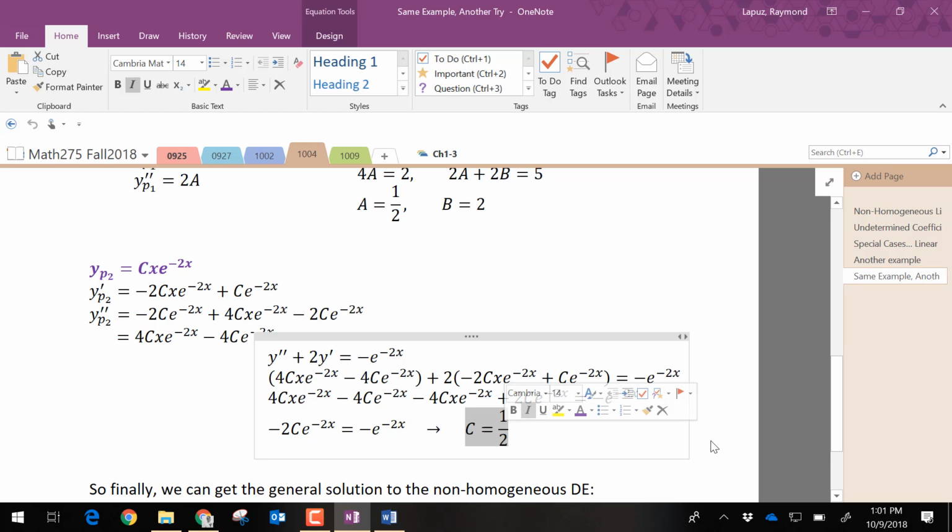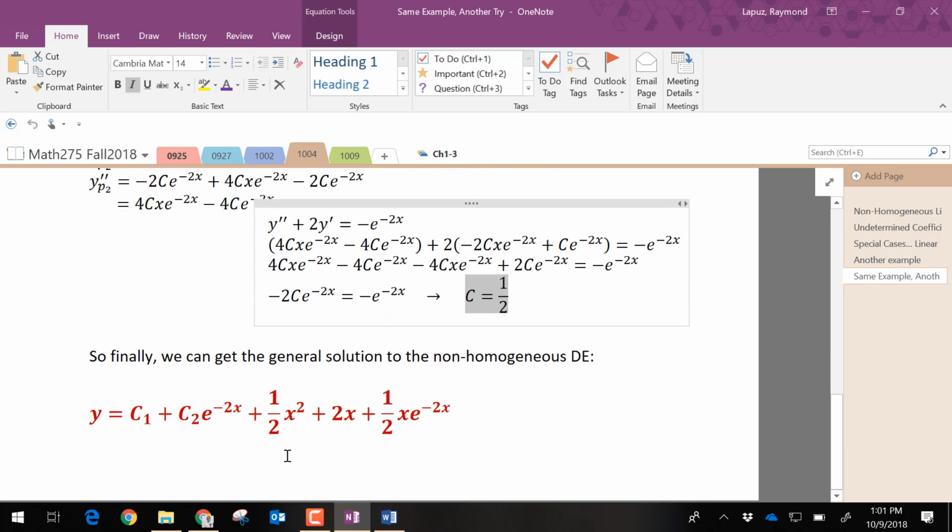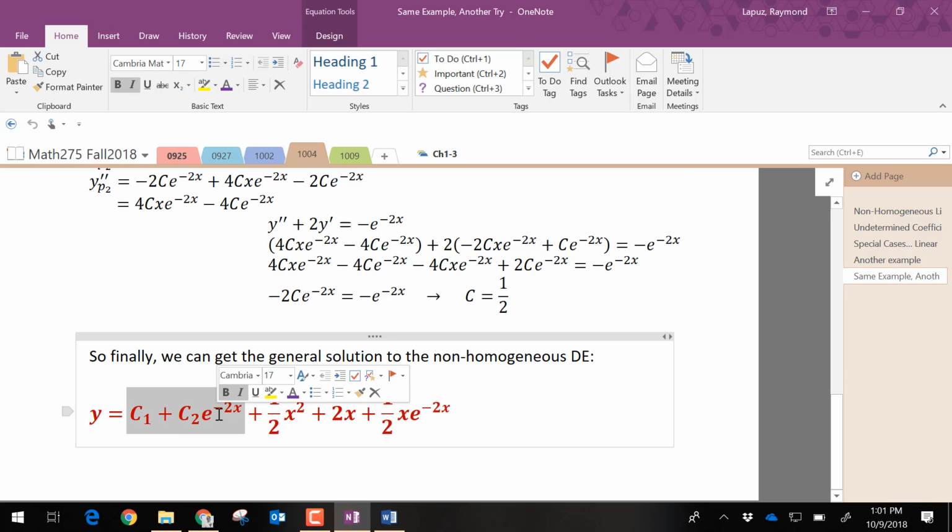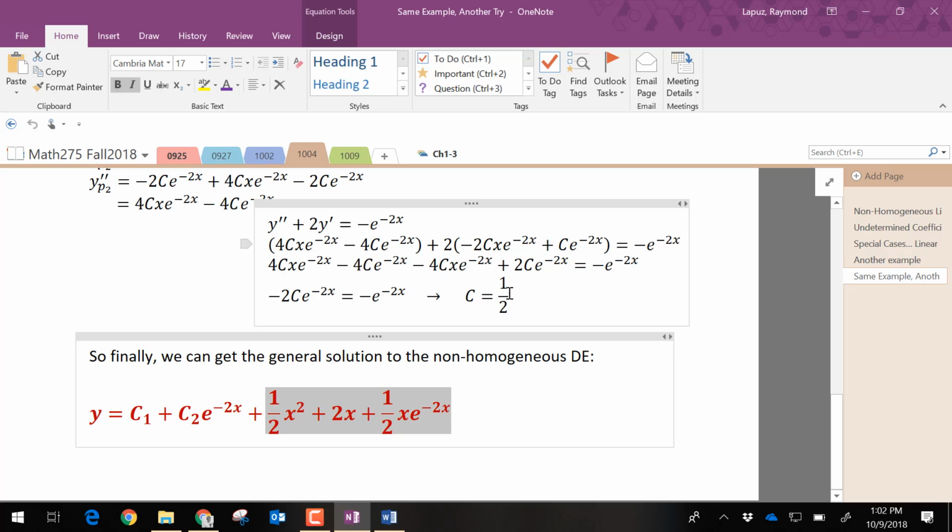So we got C is equal to 1/2. And so now you have the fundamental solution from your homogeneous differential equation, and here's your A is equal to 1/2, and your B is equal to 2. So this is from the first non-homogeneous particular solution. And then the last one is C is equal to 1/2, and then you tack it on to the x times e to the negative 2x, and then that's your final solution.